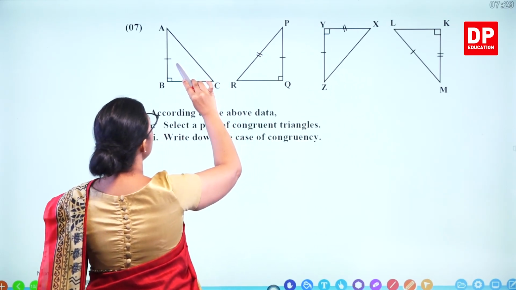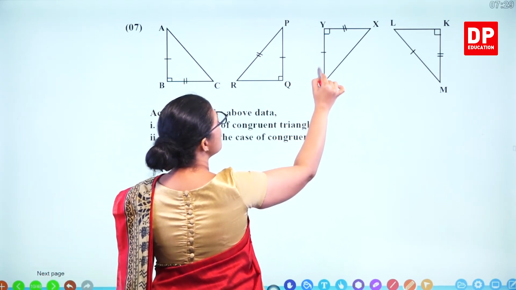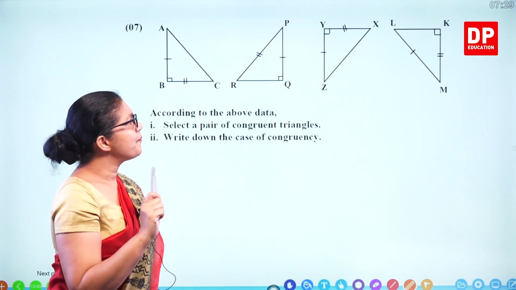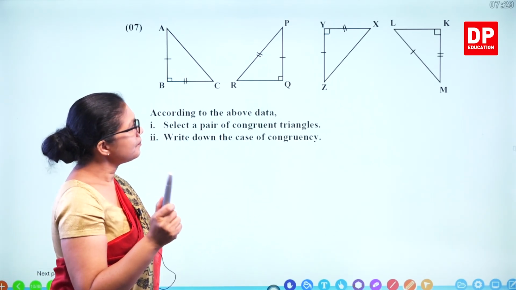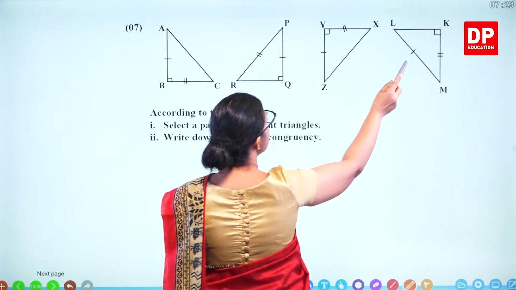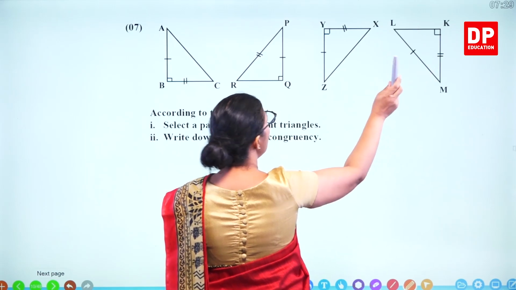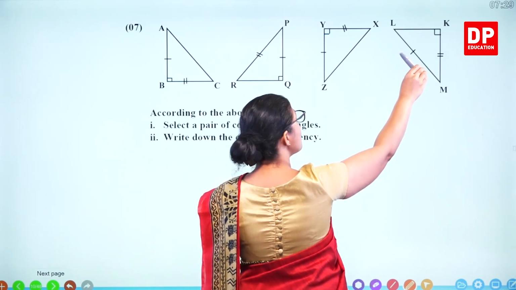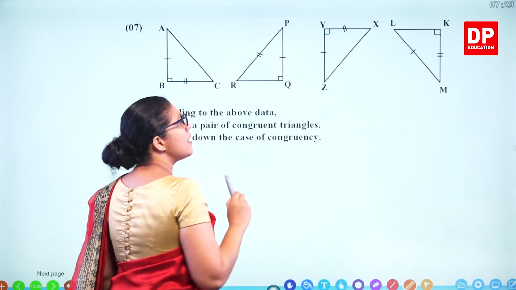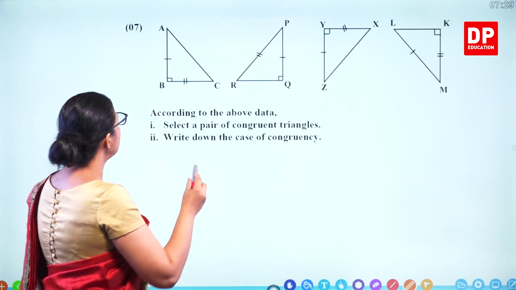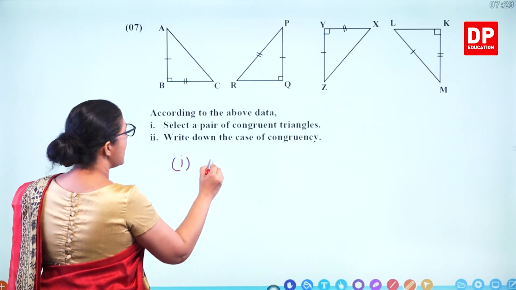So think about ABC and XYZ. Right angle is there. 2 sides are there. So those 2 are congruent. When you take this one, this is hypotenuse and this. But look at the length. This length is equal to hypotenuse of the other one, not the other length. So that's not congruent. So what are the 2 triangles congruent?